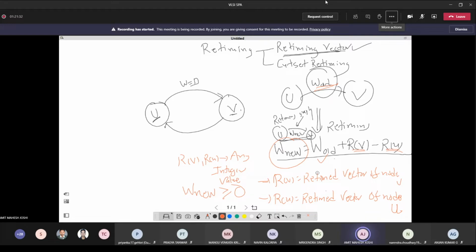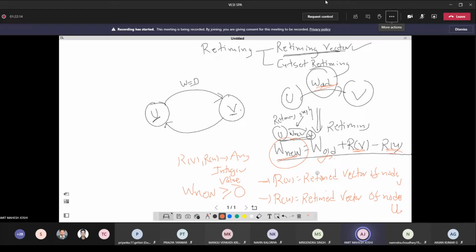What is W? W is a weight. Weight is always defined in terms of the delay element. So the delay element can be 0, that means there is no delay element, or there could be one delay element, two delay elements. So that means it is always an integer. So you need to ensure that this W new should be an integer. W old is a delay element, so it has to be an integer value. If RV and RU are integer values, then W new would be an integer value.